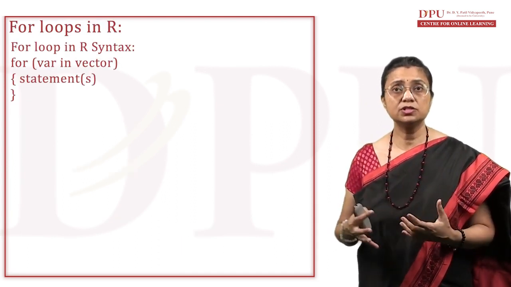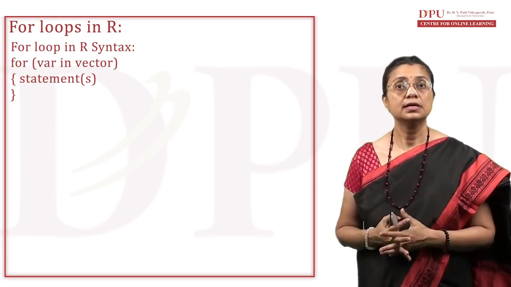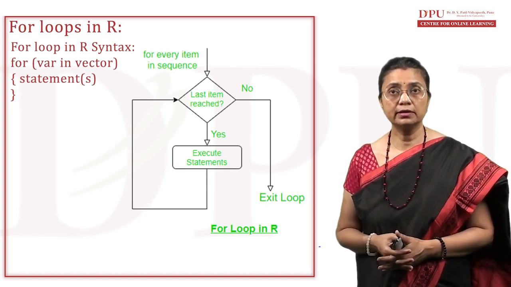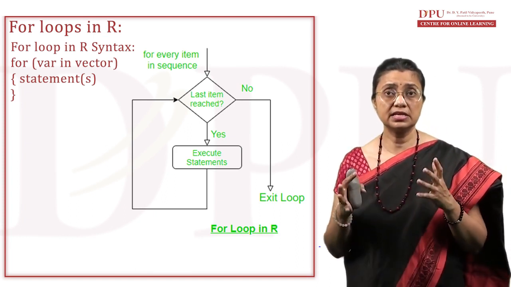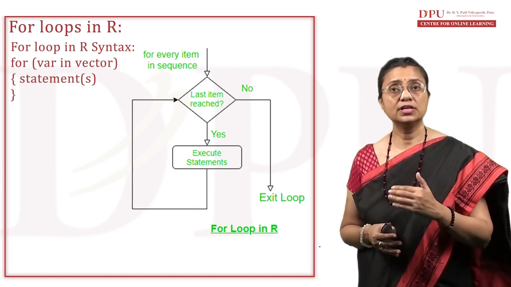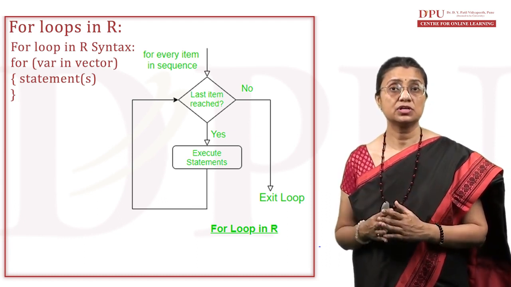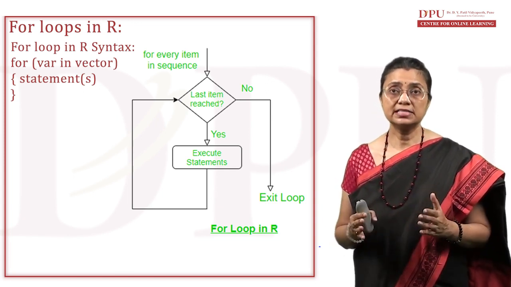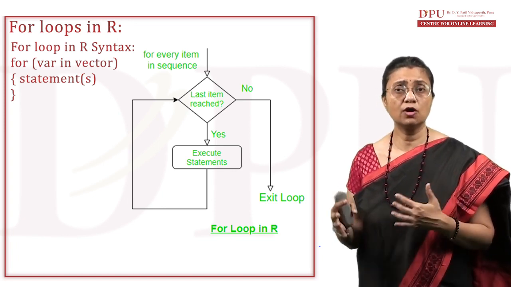Looping is repeated execution of certain commands again and again until a condition is satisfied. So basically, if you see the flowchart over here, there is a particular last item. We are checking, is the last item reached? If yes, execute the statement. Again, go and check, is the last item reached? If it is no, in that case, exit the loop. So if the last item is not reached, execute the statement.